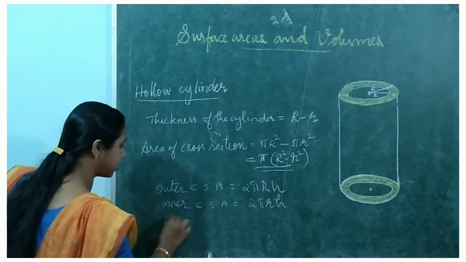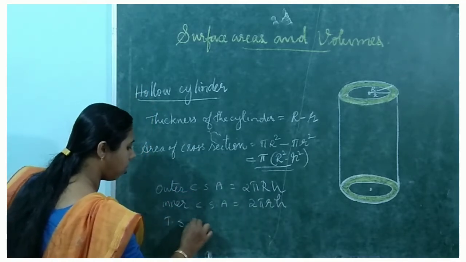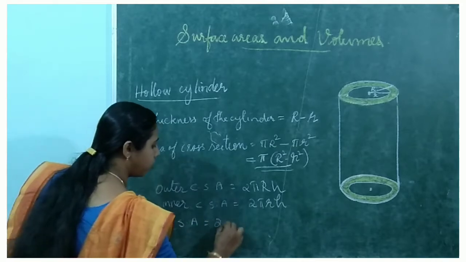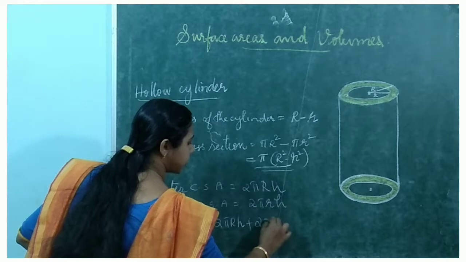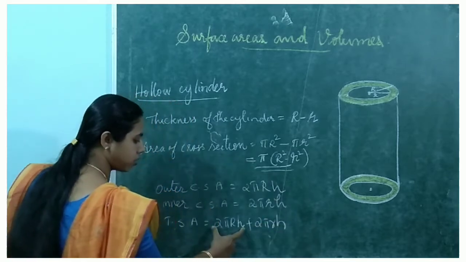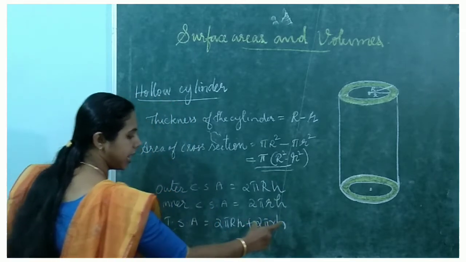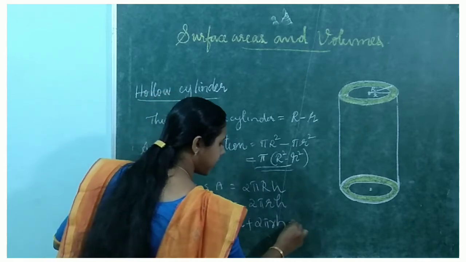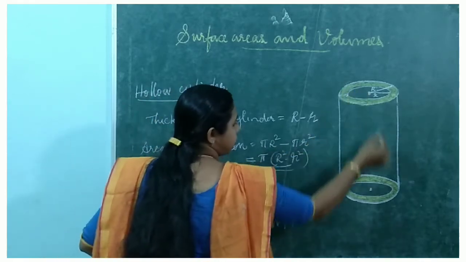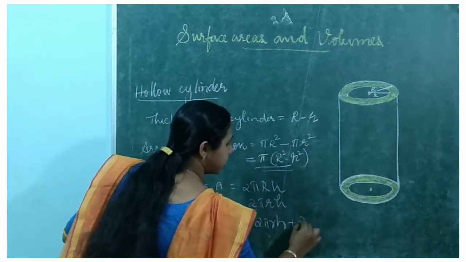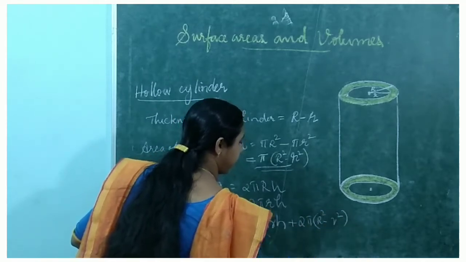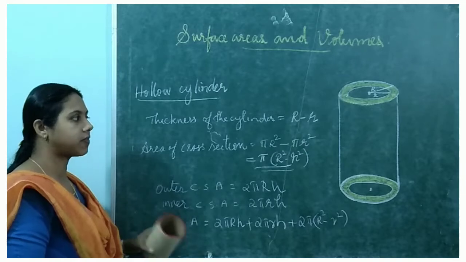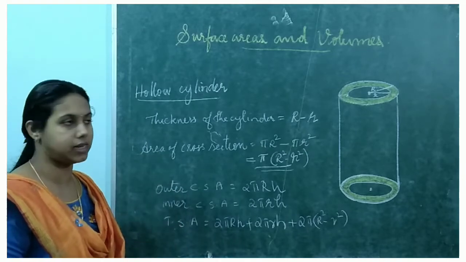So total surface area of the hollow cylinder is equal to 2 pi capital R h plus 2 pi small r h, that is outer curved surface area plus inner curved surface area, plus area of these two cross sections, that is 2 pi into R square minus r square. This is the total surface area of a hollow cylinder.